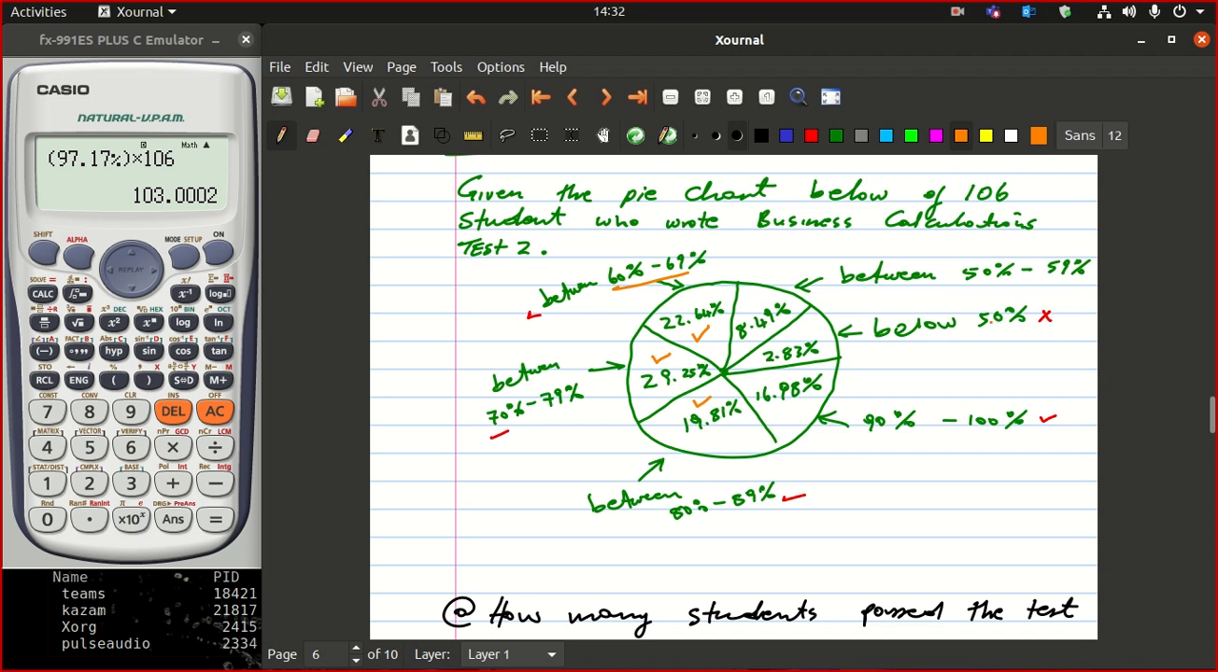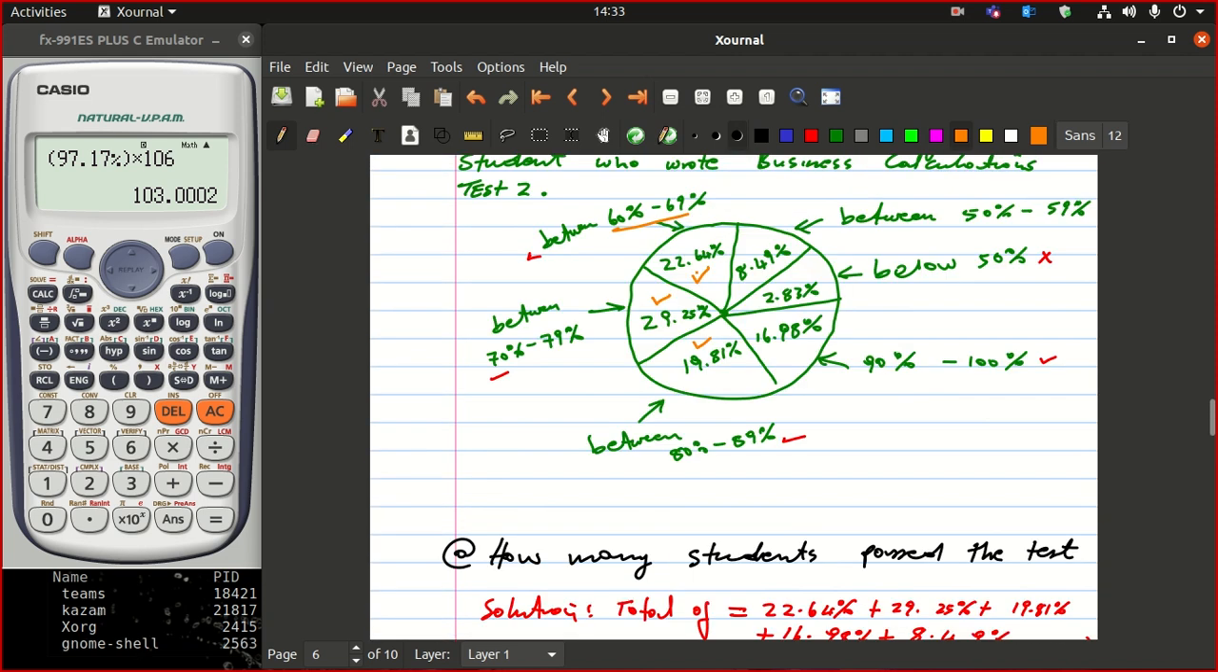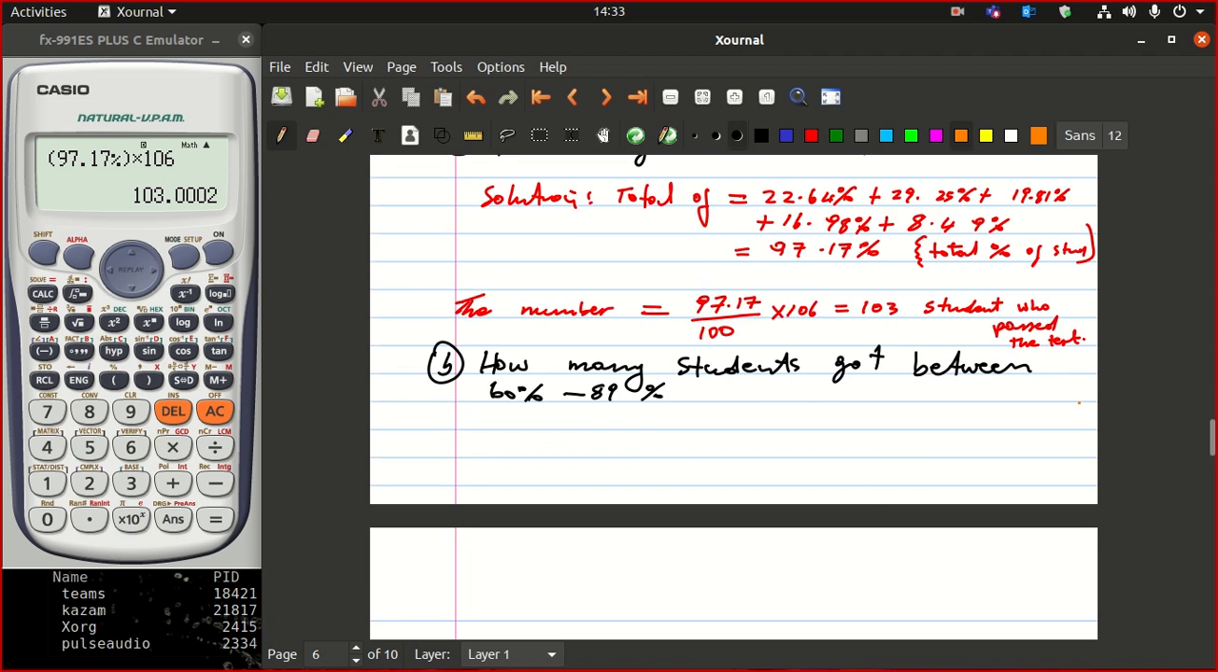This one is below 50, it's not part of this. We're not looking for that. And when you're looking for 50, it is not part of 60. So we are only looking for these three. 1, 2, 3. So we have those three here, from 60 to 69. So we add these.